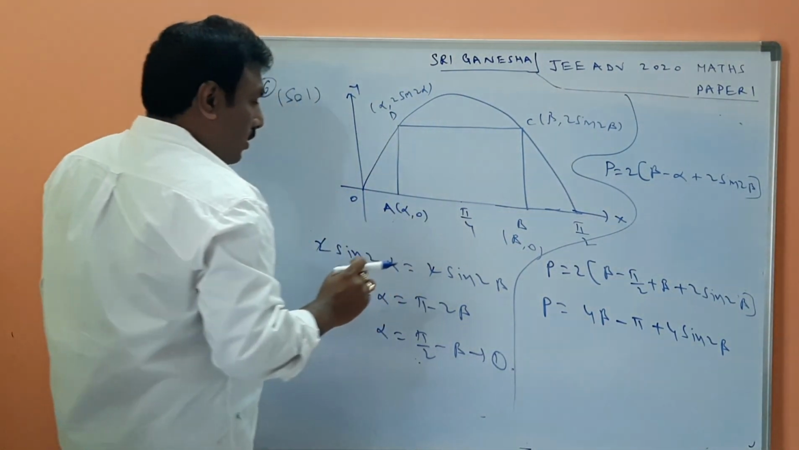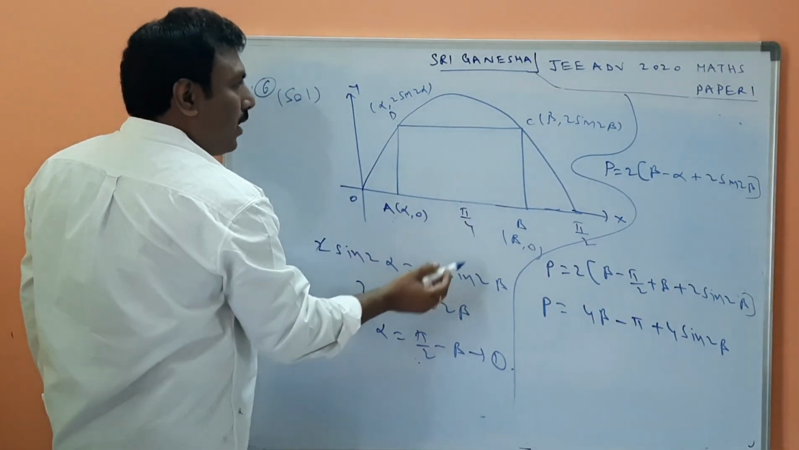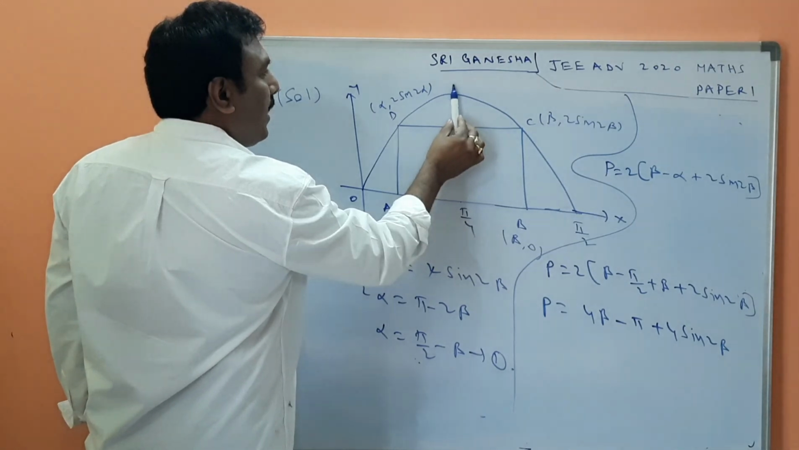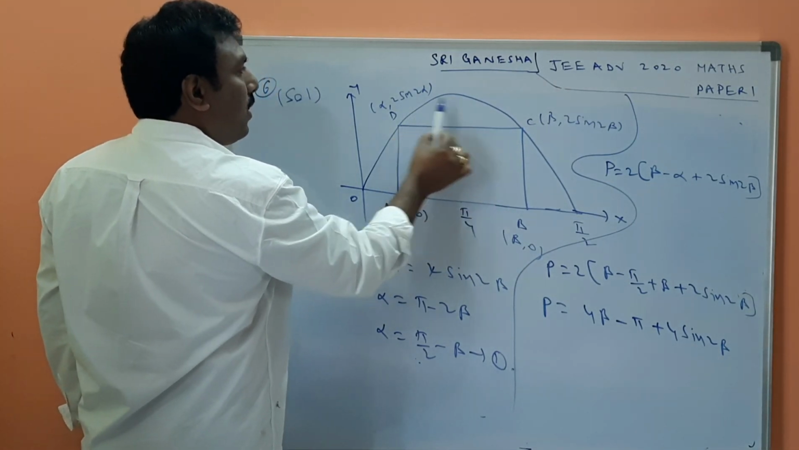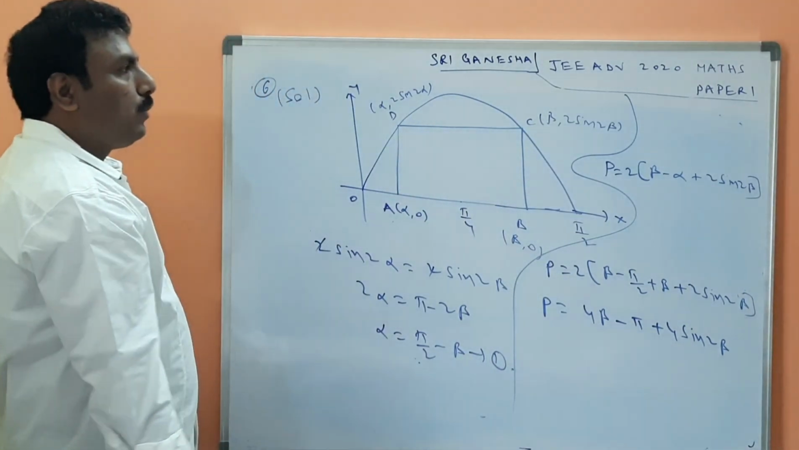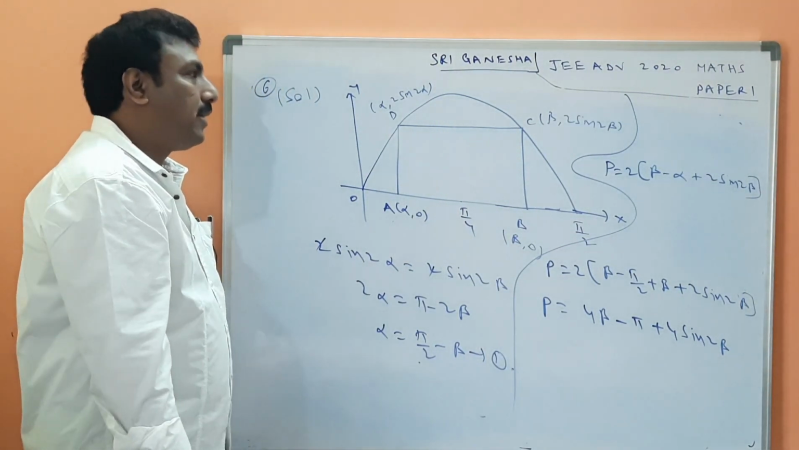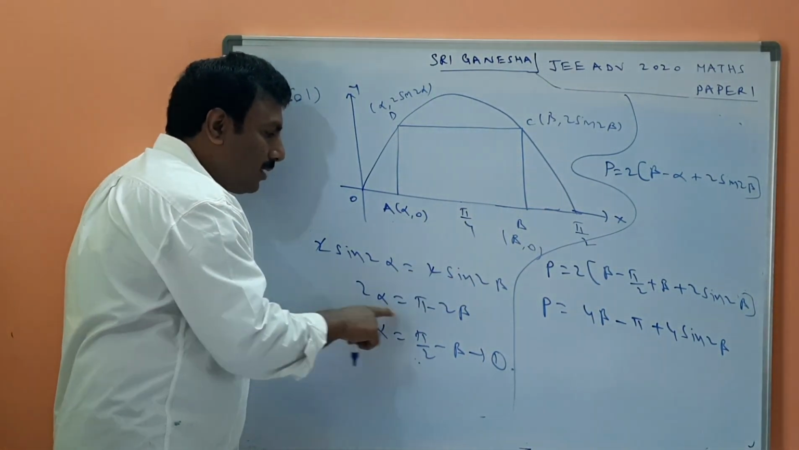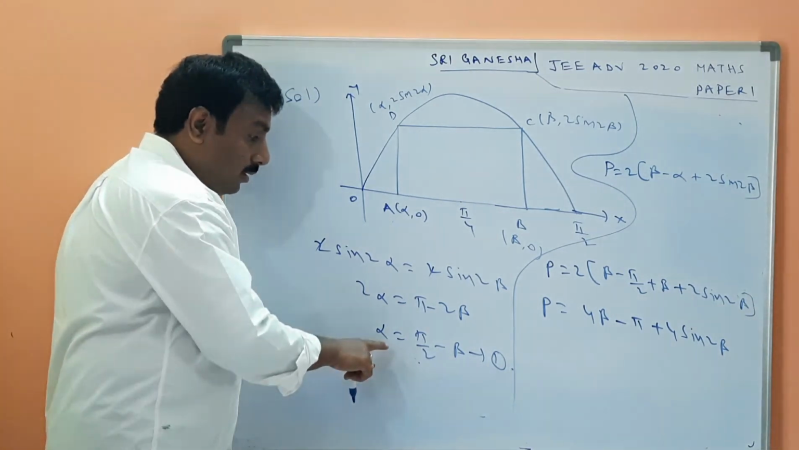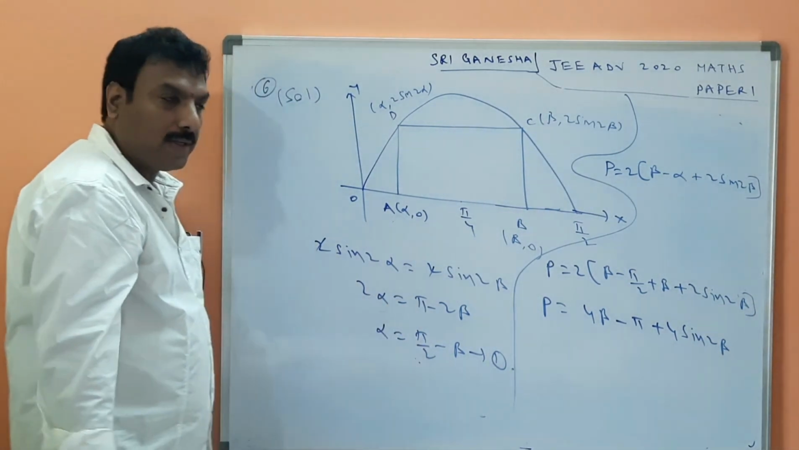Therefore, compulsorily 2 sin 2 beta must be equal to 2 sin 2 alpha, because D and C are symmetric about x equal to pi by 4. Therefore, 2 sin 2 alpha must be equal to 2 sin 2 beta to get the maximum perimeter. So sin 2 alpha is equal to sin 2 beta, 2 alpha is equal to pi minus 2 beta, alpha is equal to pi by 2 minus beta. Say it is equation 1.